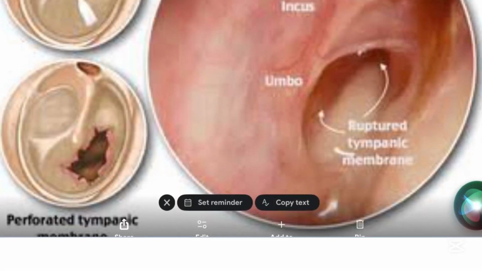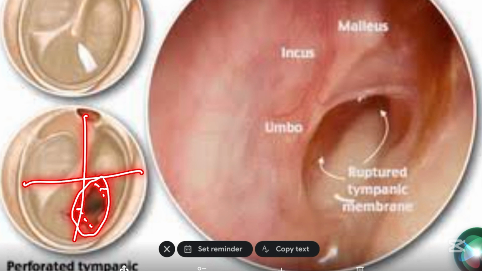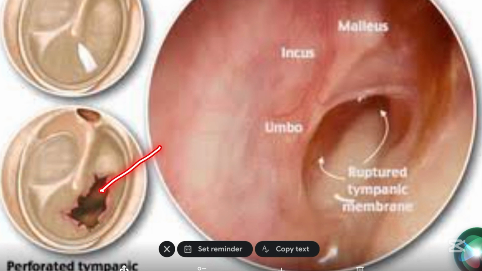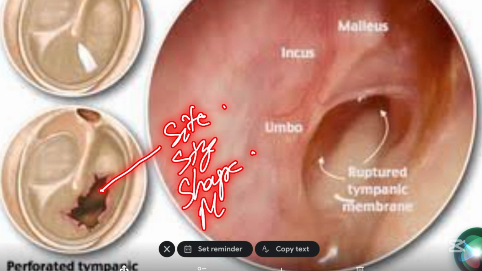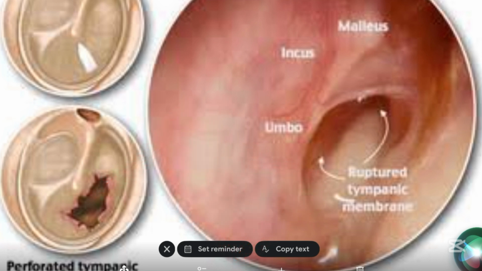So our findings: these are the margins of a fresh perforation. You see the margin, the color of the margin is pinkish red. The shape is irregular, and this perforation is present in the anterior inferior quadrant of the tympanic membrane. So we will notice the site of the perforation, size of the perforation, shape of the perforation, margins of the perforation, and status of the middle ear through the perforation. Okay, so here we conclude the perforations.